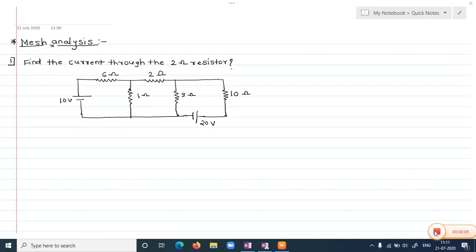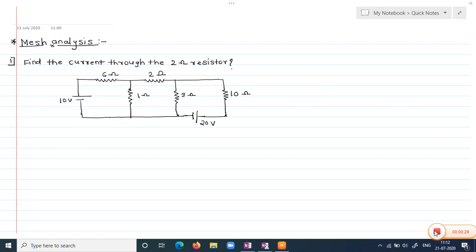Today we will see how to apply mesh analysis to an electrical network. Here we will focus on both analyses: one with a dependent source and another with independent sources. First of all, we will see how to apply mesh analysis to independent sources.